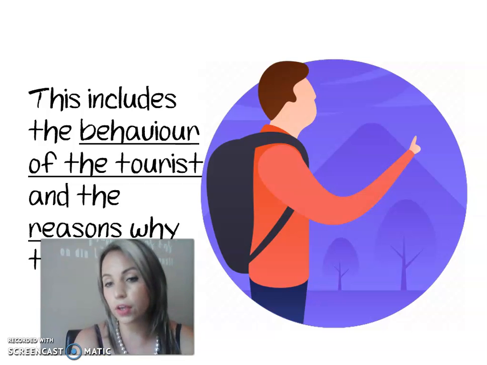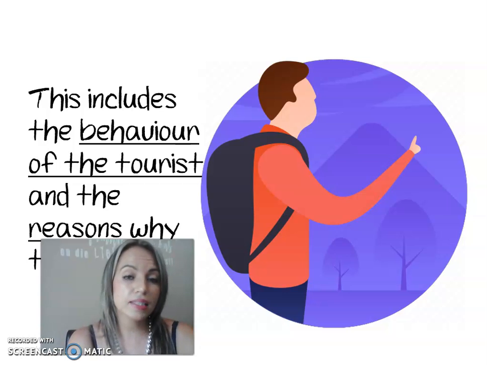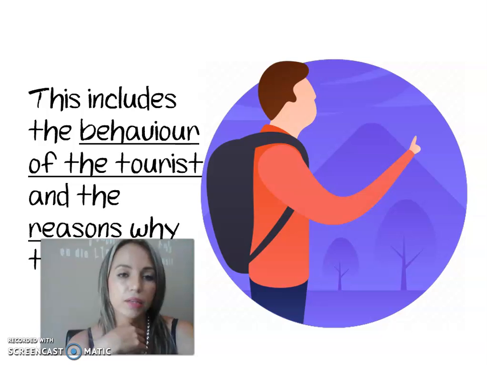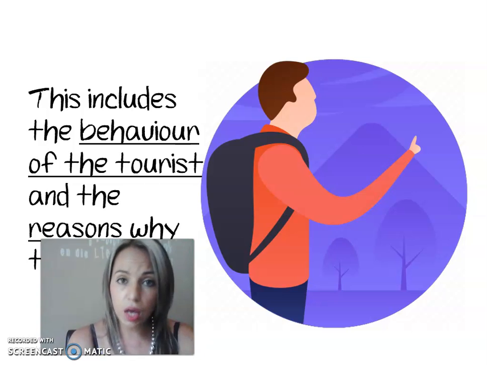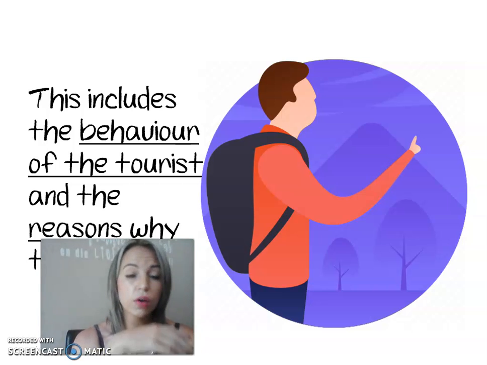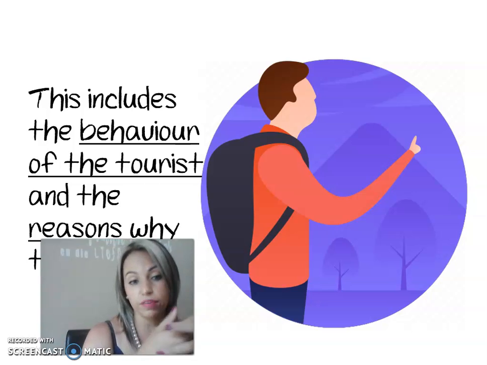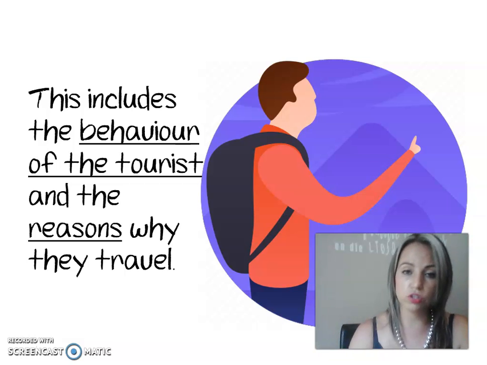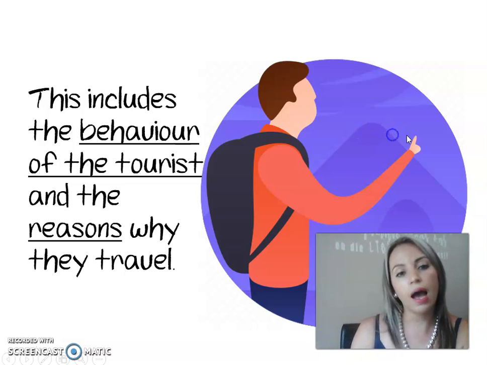Now, this tourist looks like he's going for a hike, and that tells us that each tourist's behavior differs from another one. I might go on vacation and like things such as leisure activities or shopping. You would go on a tour and rather like doing things such as adrenaline activities like bungee jumping and river rafting. So tourist behaviors will differ, and the reason why they travel will also differ from one tourist to another.